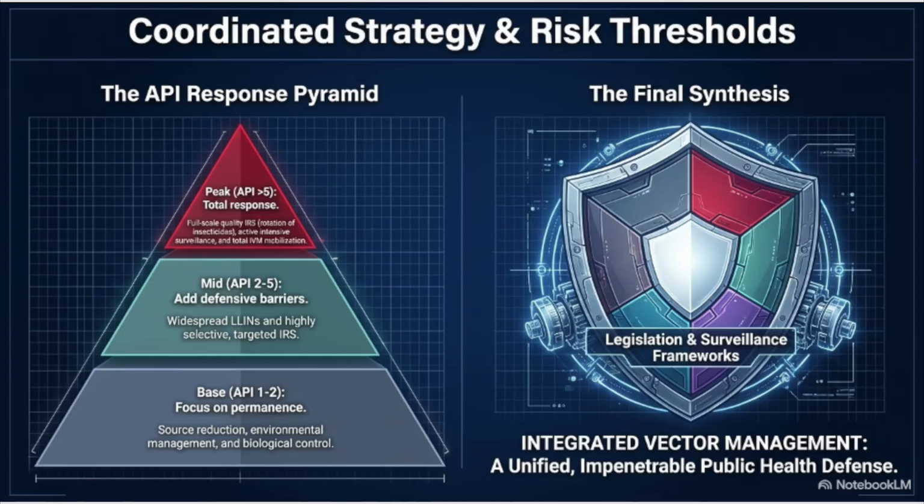And at the peak level, with an API greater than 5, a total response is required involving full-scale quality indoor residual spraying with rotation of insecticides, active intensive surveillance, and total integrated vector management mobilization.